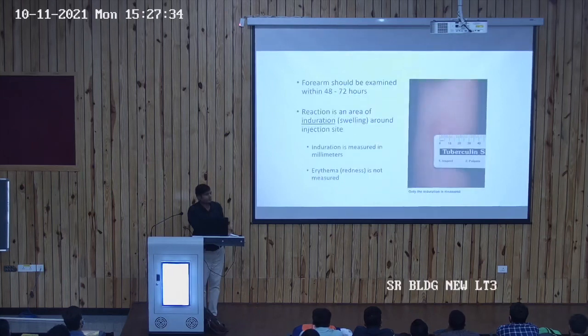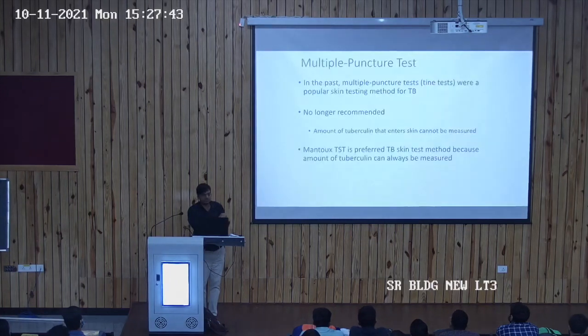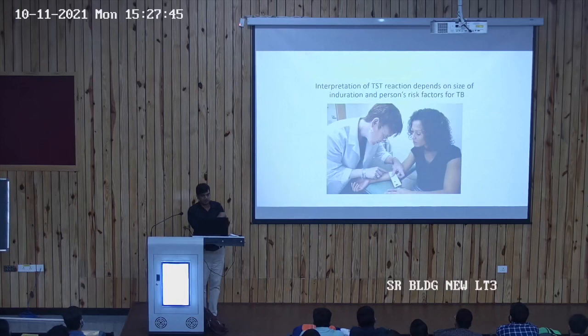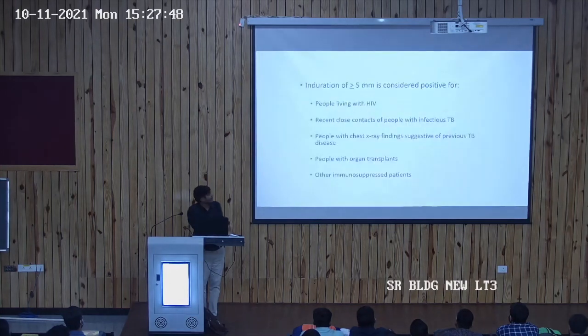And after 48 to 72 hours you will examine it. You will palpate it and you will see if any induration is present. Induration will be measured in millimeters. An induration of 5 mm or more is considered positive for those people who are living with HIV, where the immunity is a little bit low. So also recent close contacts of people with infectious TB, people with chest X-ray findings suggestive of previous tuberculosis disease, people with organ transplants and other immunosuppressed patients.